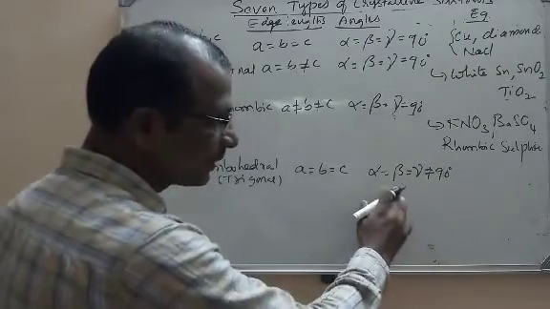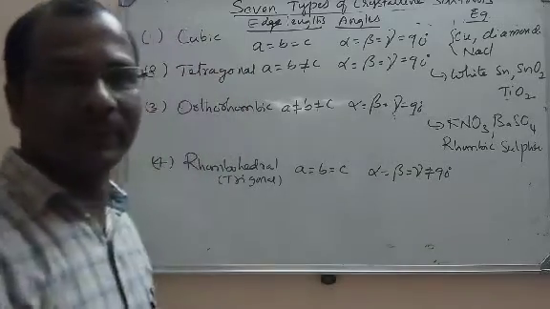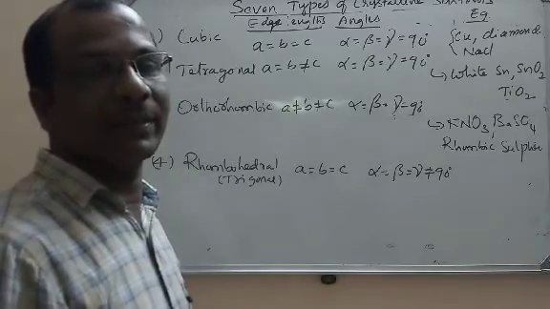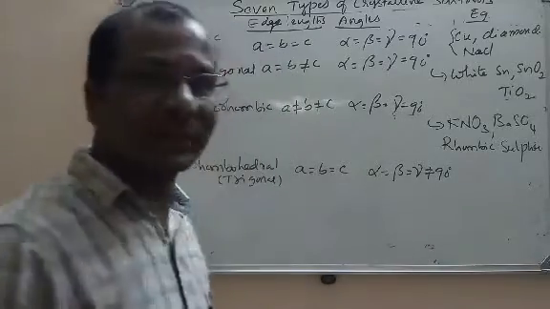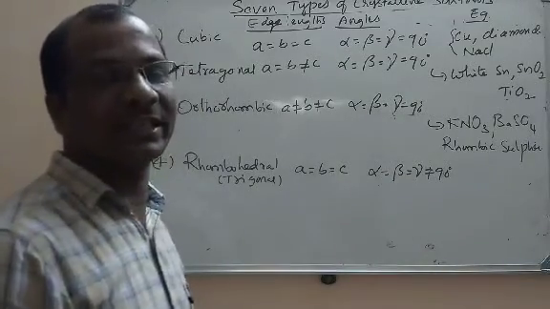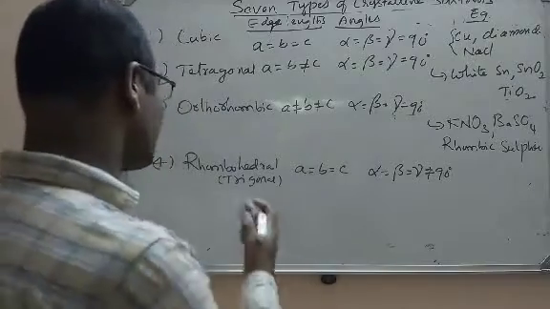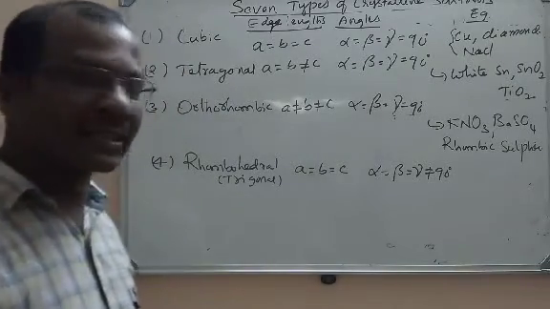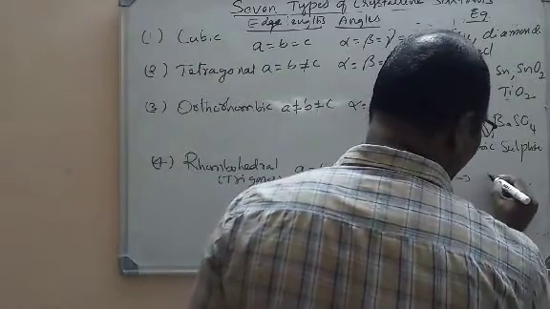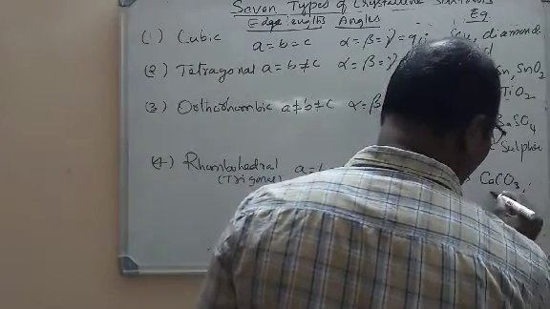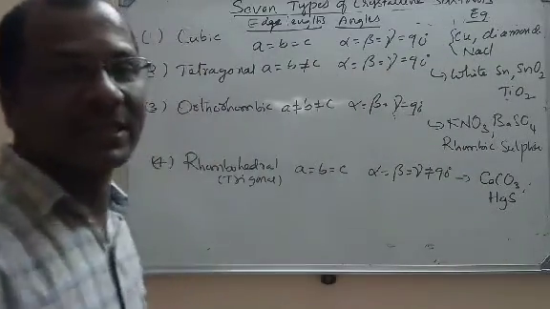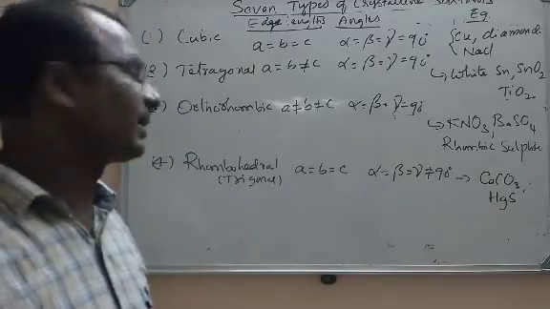I mean, alpha, beta, gamma are the same as each other, but they are not equal to 90 degrees. Alpha may be 80 degrees, then beta also 80, and gamma also becomes 80. They are different from 90 degrees. So this is an example for trigonal system or rhombohedral system. You can take as examples calcite, that is calcium carbonate, and cinnabar. This is calcite and this is mercuric sulfide, cinnabar. These are examples for rhombohedral systems.